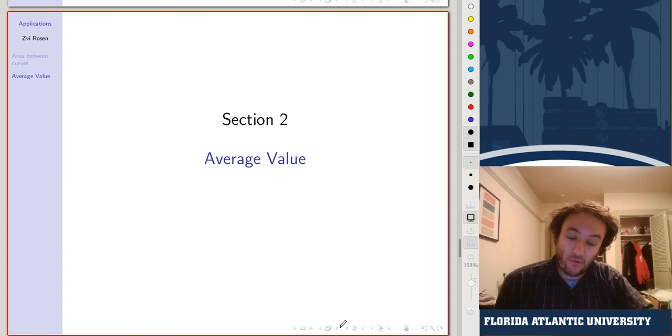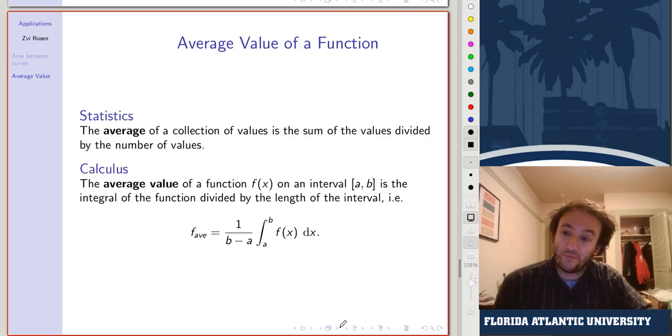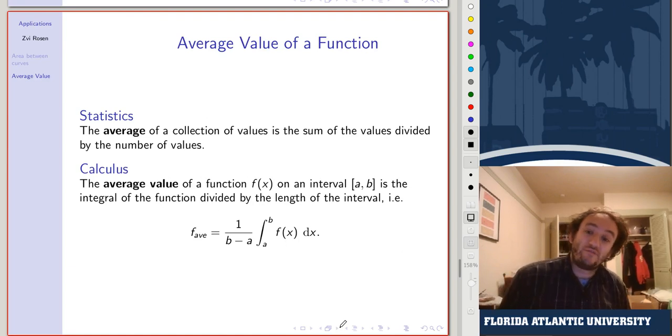Okay, now a quick foray into average value. You might be familiar from statistics with the idea of an average. The average of a collection of values is the sum of the values divided by the number of values. Well, in calculus, the average value of a function f of x on an interval [a, b] is the integral of the function divided by the length of the interval, i.e. f average equals 1 over b minus a times the integral from a to b of f of x dx.